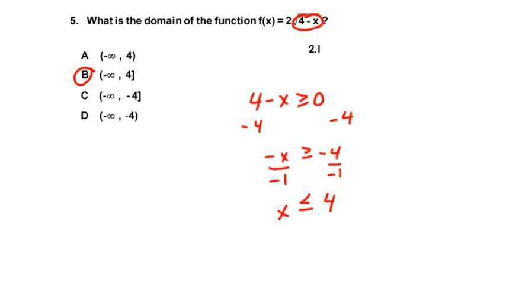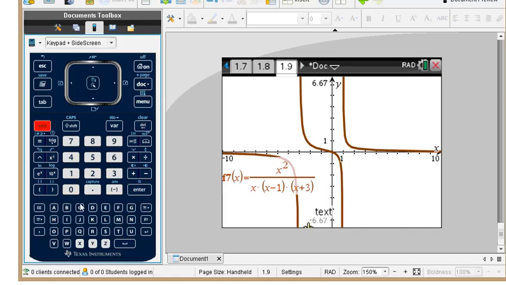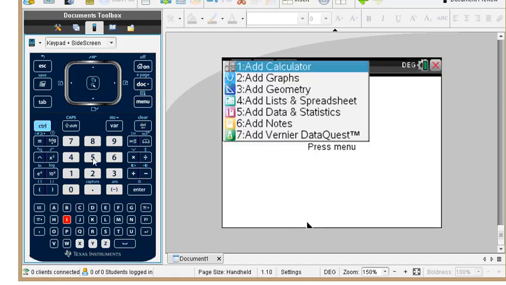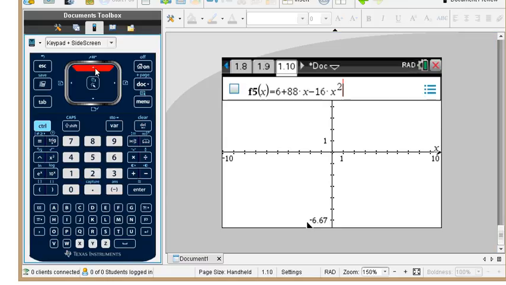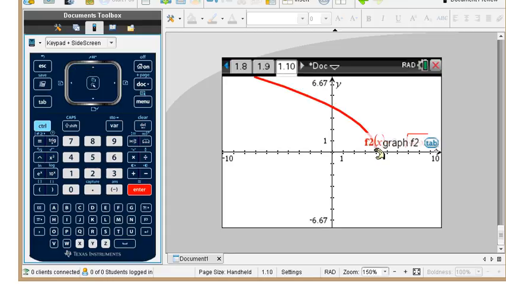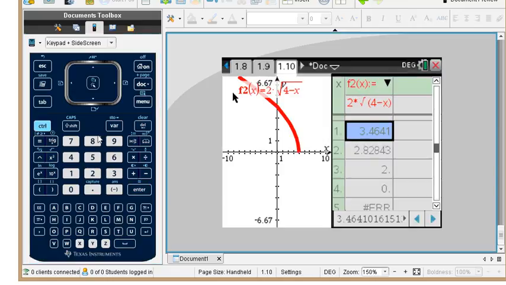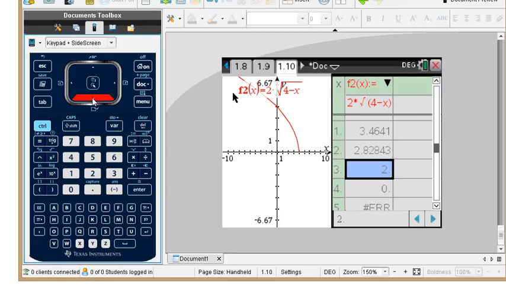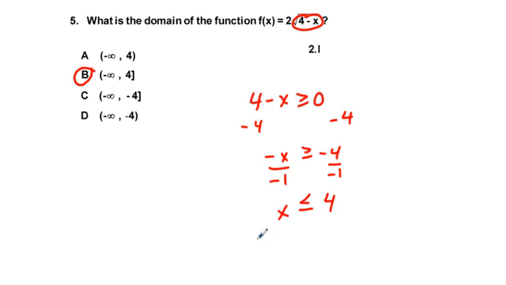And looking at our graphing calculator, we're going to look at the graph of this, and there it is. Press enter, we see the graph going to the left of 4. If we go to table view, Control T, we will see that at 4 the function is defined, but after 4 it's not defined. So our properly written domain in interval notation is answer choice B.